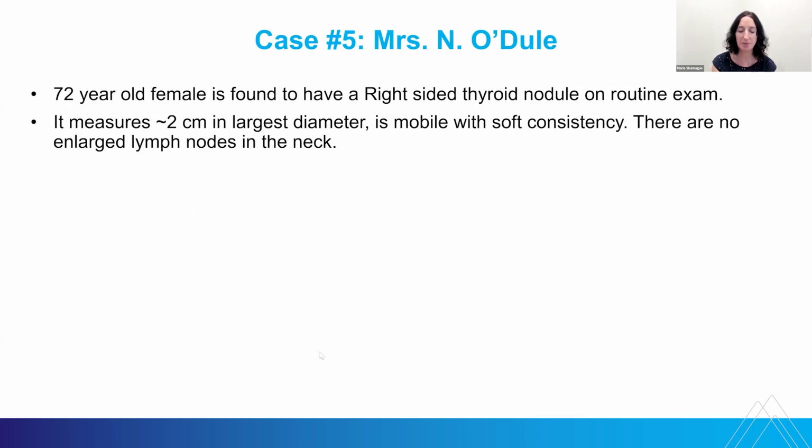Case number 5. So Mrs. N. O'Doul is a 72-year-old woman who's found to have a right-sided thyroid nodule on routine exam. It measures about 2 centimeters in largest diameter. It's mobile and soft. There are no enlarged lymph nodes in the neck.